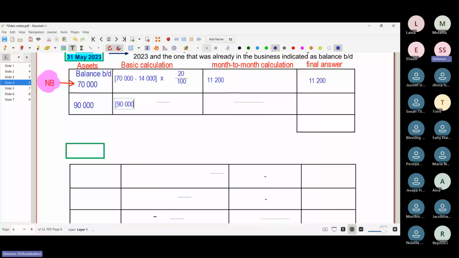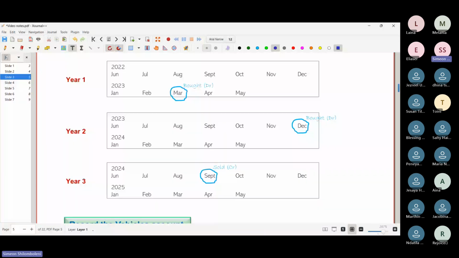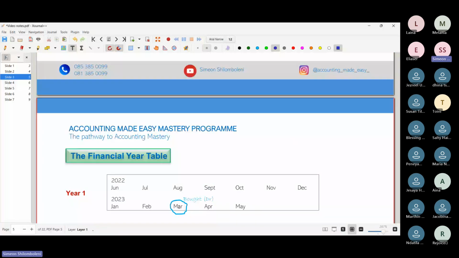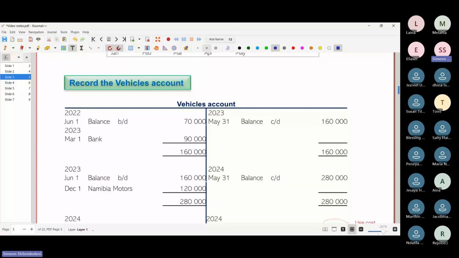minus provision. Now this asset was only bought this year, if you remember. It was only bought in year 1, in March even. So it does not have depreciation yet. So there's no provision for depreciation. Provision for depreciation is the previous depreciation for that asset. Depreciation for all the previous years. Now, since this is a new asset, it still did not yet lose value up to this point. So the provision for depreciation in this case is 0.